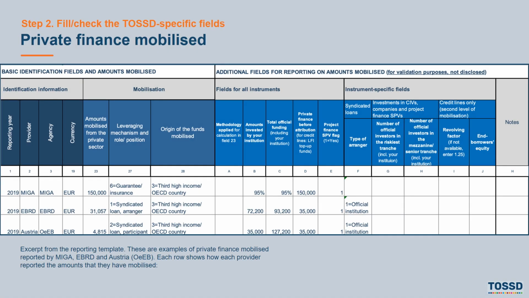As shown before, providers would use a TOSDI reporting form to report private finance mobilized. These are examples of private finance mobilized reported by MIGA, EBRD, and Austria, OEB. Each row shows how each provider reported the amounts that they have mobilized.